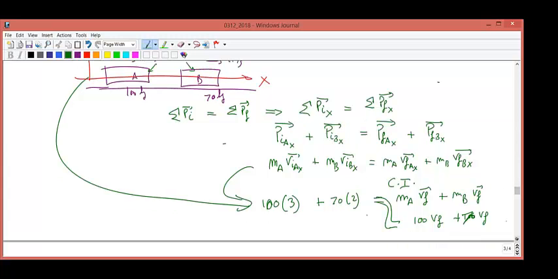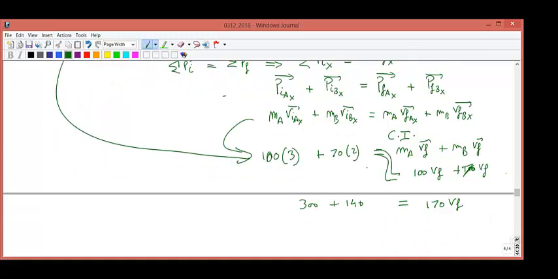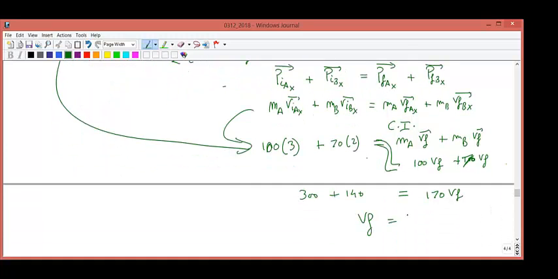Hence, on the right-hand side, I end up with 170 VF. And therefore, we can solve for VF to be 440 divided by 170. Bang!